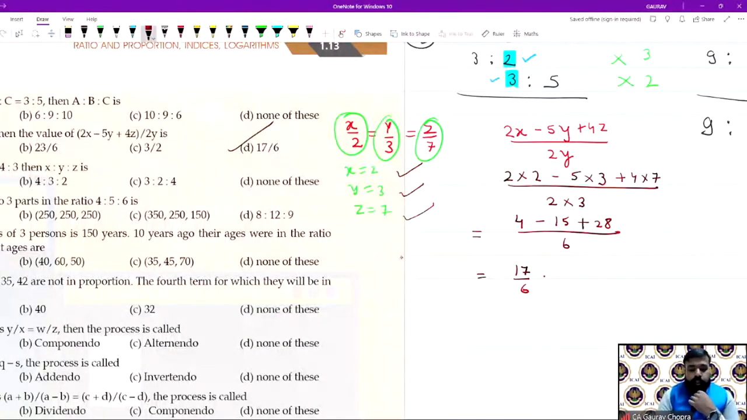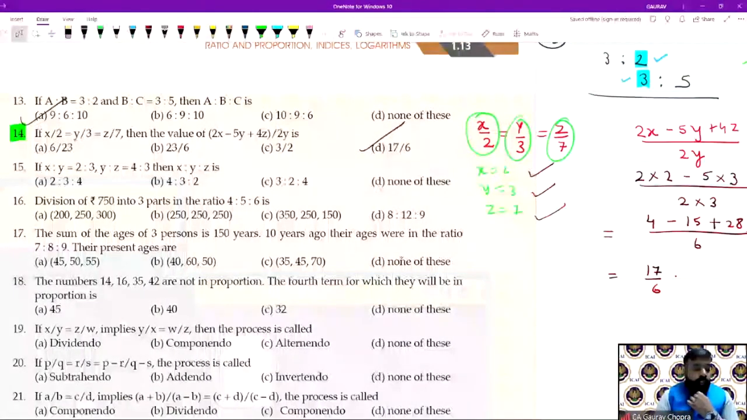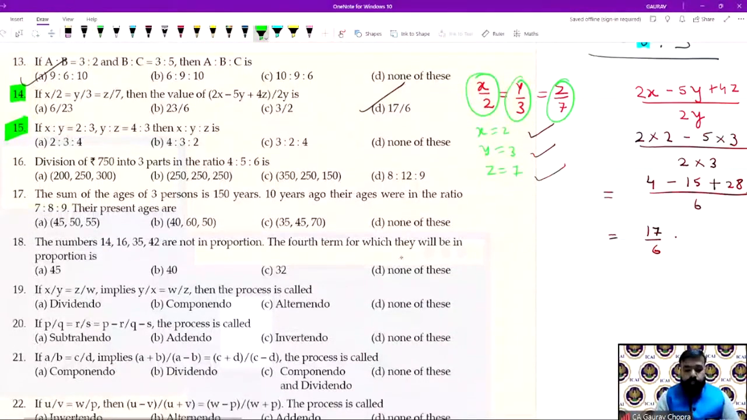So this was question number 14. Now 15. 15 is similar to 13th. Question number 15 is exactly similar to question number 13. So you can try this.